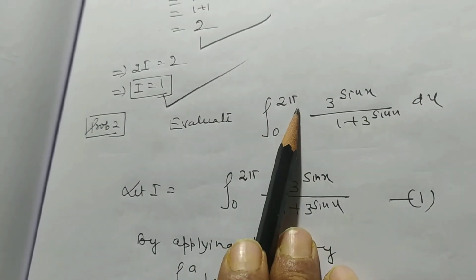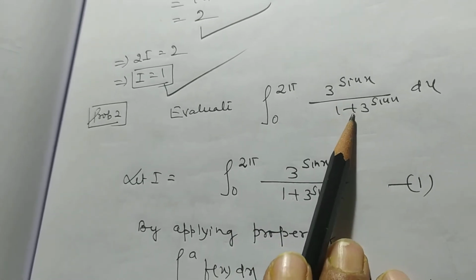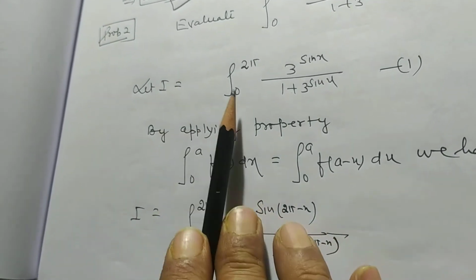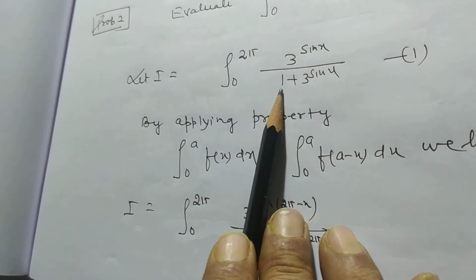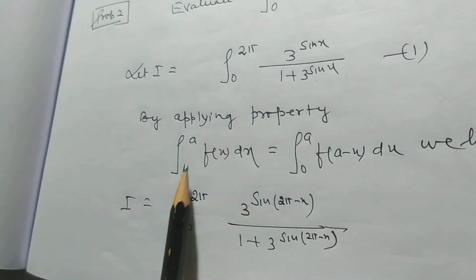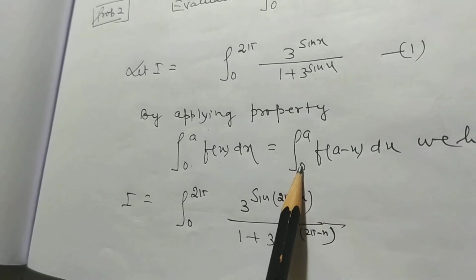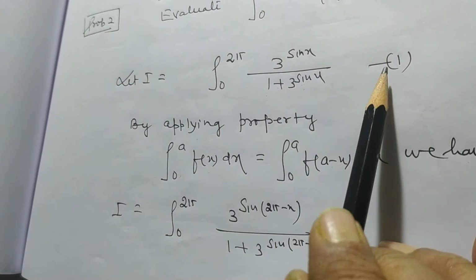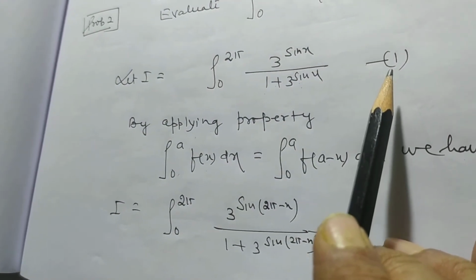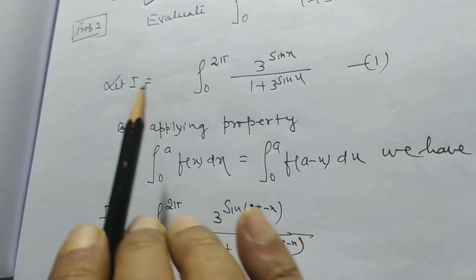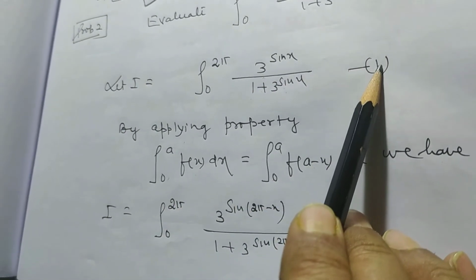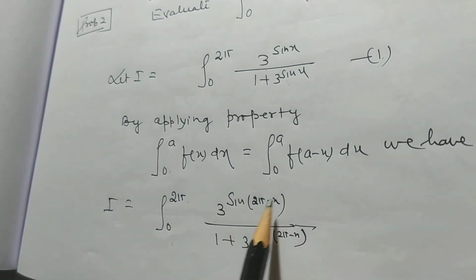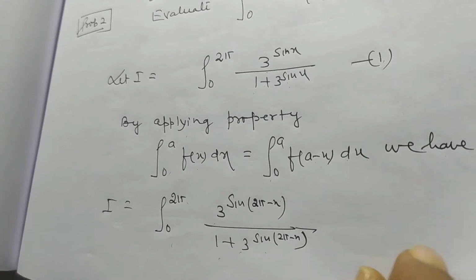Evaluate integral from 0 to 2 pi of 3 to the power sin x over 1 plus 3 to the power sin x dx. My dear student, let I is equal to integral from 0 to 2 pi of 3 to the power sin x over 1 plus 3 to the power sin x. We apply the property integral from 0 to a of f(x) dx is equal to integral from 0 to a of f(a minus x) dx. We consider I is equal to this as equation 1, and by applying the property we consider integral from 0 to 2 pi of 3 to the power sin(2 pi minus x) over 1 plus 3 to the power sin(2 pi minus x).